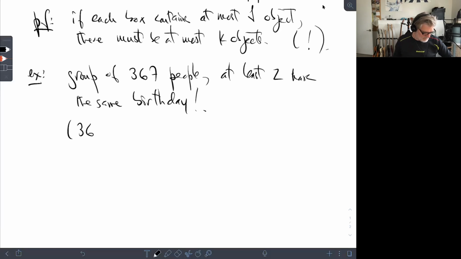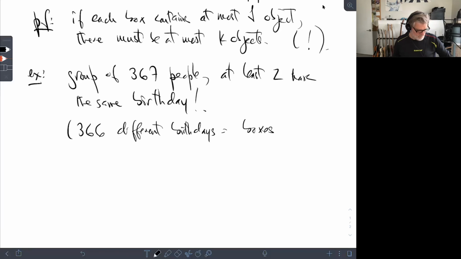So 366 different birthdays. These are your boxes, right? Because of February 29th, which is a possibility. I don't know if you know anybody born on February 29th. I don't, not personally at least. There's a famous hockey player, but yes, so hopefully you believe this. If you don't, just, I mean, interrupt me, obviously.